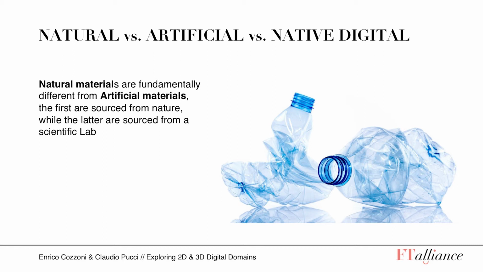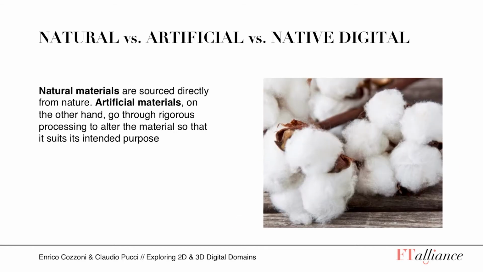For what we call artificial material, like in the case of plastic, there is a processing that transforms this material from its natural source to the final form for the scope to which the material is intended. So, as I told you, natural materials are directly sourced from nature. Artificial materials, on the other hand, go through processing to alter the nature of the material in a way that it can be used for the purpose that we have in mind.